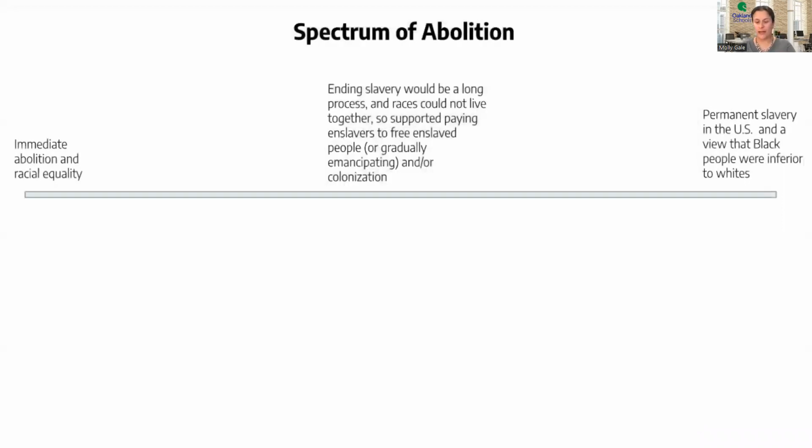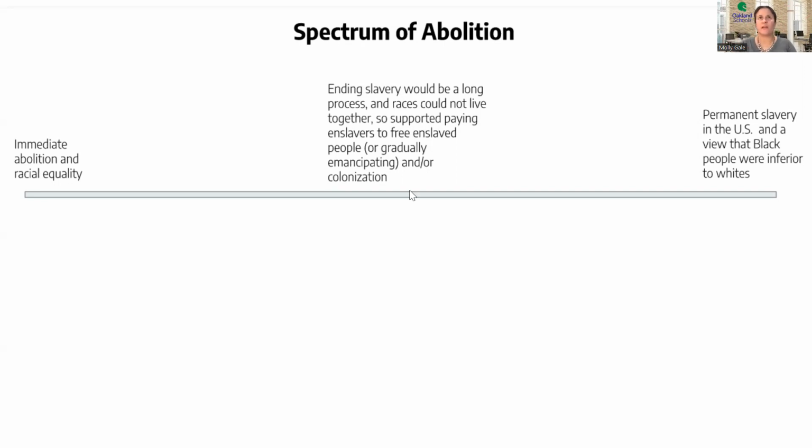And when they finish as a class, you pull together and make sure everybody's on the same page, but it looks something like this. On one end of the spectrum is this belief that there should have been immediate abolition and racial equality. On the far end of that, there's the belief that there should be permanent slavery in the US and the view that Black people were inferior to whites. And in the middle, there's this belief that ending slavery would be a long process and the races couldn't live together. So this supported either paying enslavers to free enslaved people or gradually emancipating them or seeking colonization efforts, but it's somewhere in the middle.